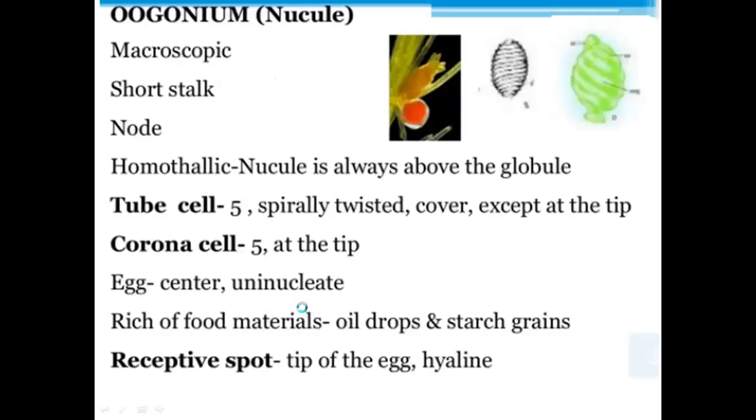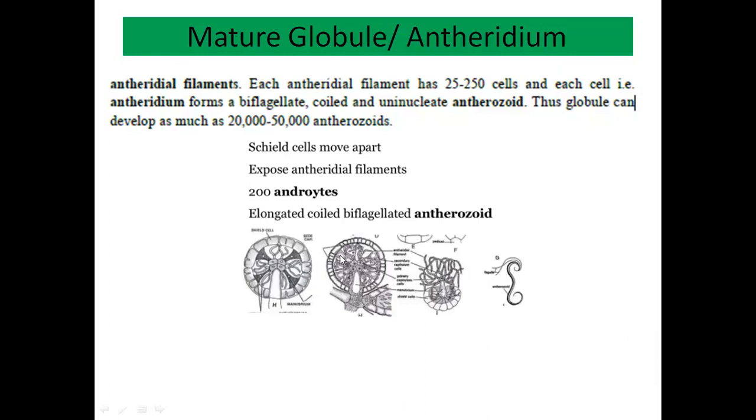During the time of reproduction, this covering is known as shield cell, and these shield cells move apart. These antheridial filaments are exposed, and each antheridium produces coiled antherozoids, and thus they move to the female sex organ for the process of fertilization.